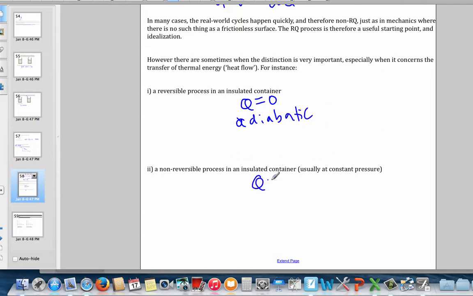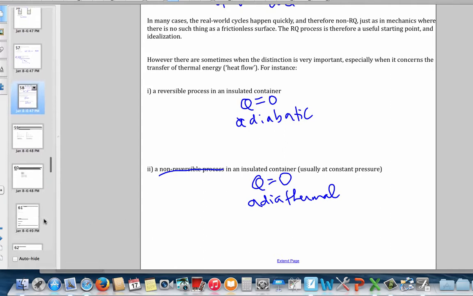But it is possible to have insulated processes, so there's no thermal energy, and yet have an irreversible process. This is called adiathermal. And it turns out that the expansion of a gas as it passes through a throttle valve in a refrigeration system is adiathermal, but it's not adiabatic. So it's an irreversible process. And that's important for our analysis later on. So that's one place where the definitions and the difference between a reversible and irreversible process will come up again.